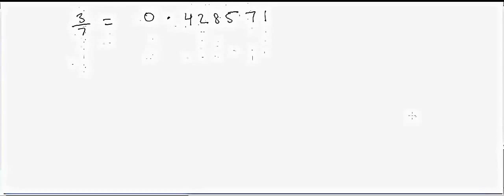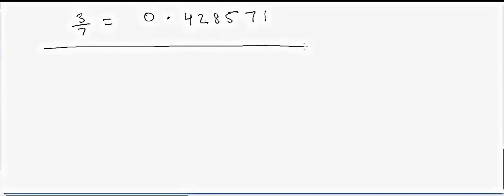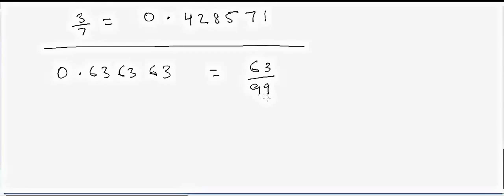And finally, there is one more trick, and that trick is about dividing. So for example, let's say we have a number 0.636363, so this is a repeating decimal and we want to convert it into a fraction. So all I need to do is look at this number 63. So 63 is the two-digit number, so I'll put 63 divided by 99. I put two nines in the bottom, for the two digits.